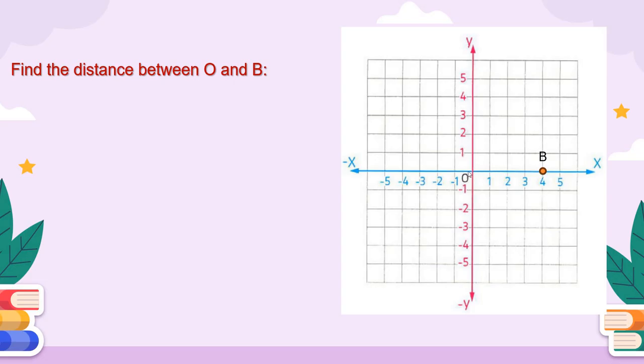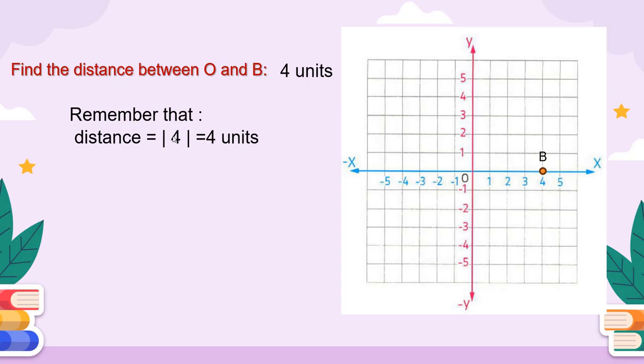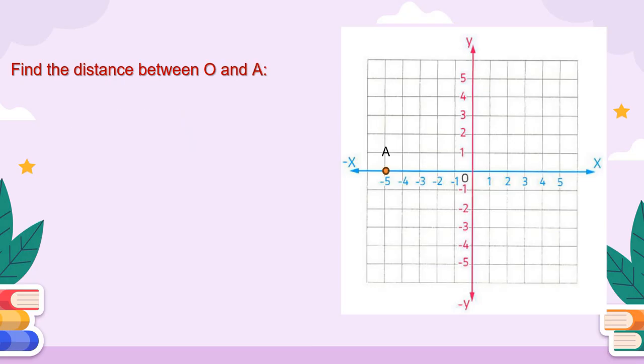So obviously we can just count between O and B, and this is the horizontal distance, so we can count 1, 2, 3, 4. So the distance here is what? Is 4 units. Yes, and I know that some of you tell me that, Miss, I can find the distance between 0 and any point on the number line by finding what? Yes, by finding the absolute value of this number. So if I find the absolute value of 4, it will be what? It will be 4. Yes, because the absolute value of any positive or negative number will be positive.